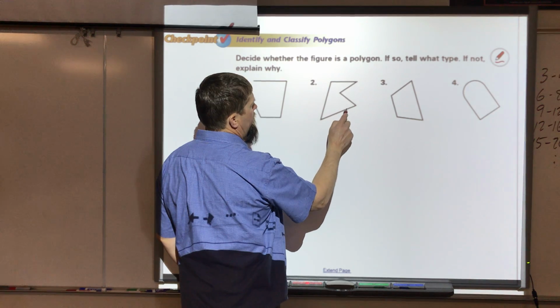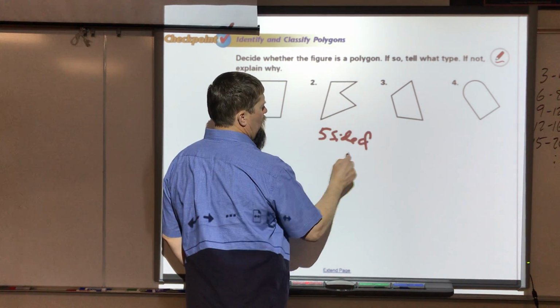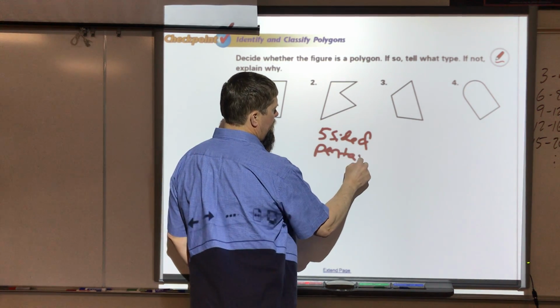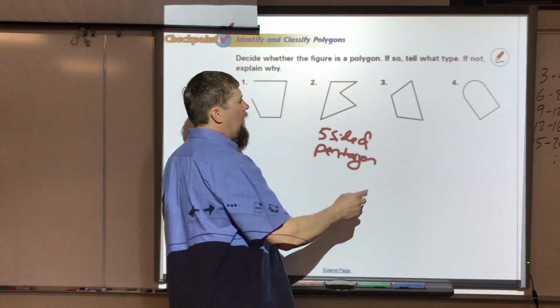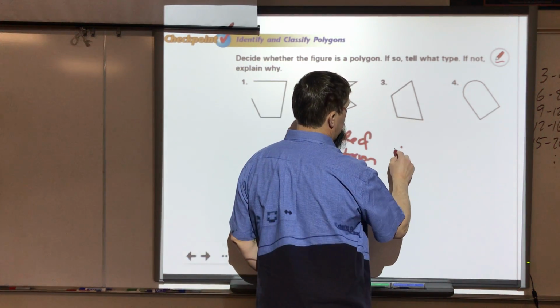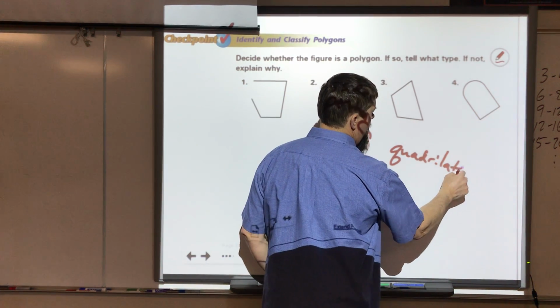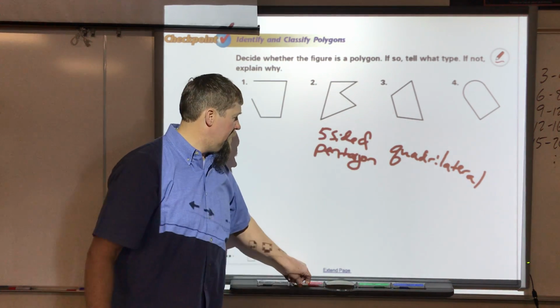1, 2, 3, 4, 5. So this is a 5-sided pentagon, or 5-sided polygon, so it's called a pentagon. This is a quadrilateral. And this one is not a polygon because of the rounded side.